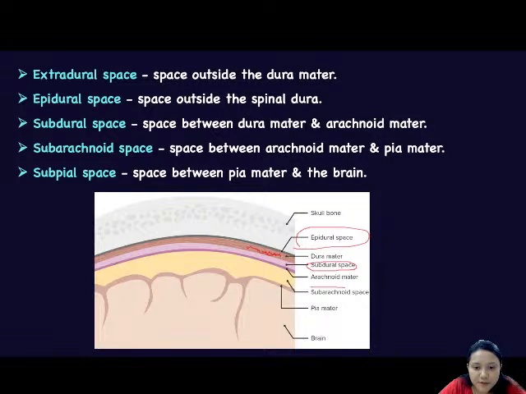So the meaning of the word sub is below, right? So below arachnoid, it is subarachnoid space. And then you have the pia mater, and below the pia you might get a very thin space, that is the subpial space. So पहले क्या होता है?